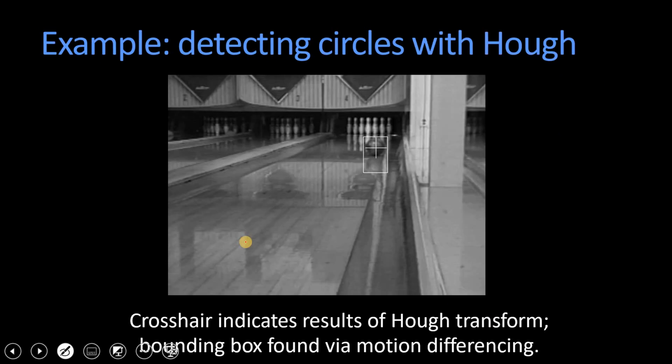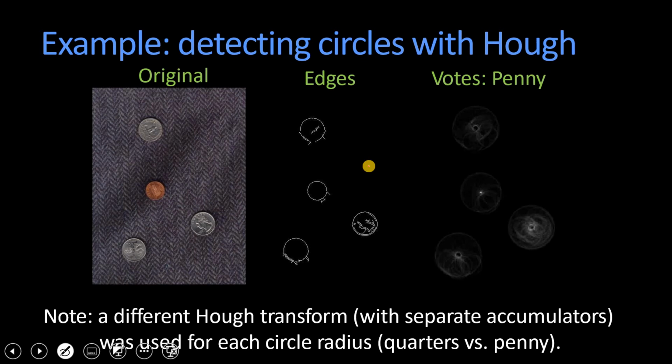Here is an example of how to detect circles with the Hough transform, and you see this is for the bowling game. Over here the algorithm detects this circle, and the crosshair indicates the result of the Hough transform, and the bounding box is also finding this circle in the shadow. Okay, here are some more examples.